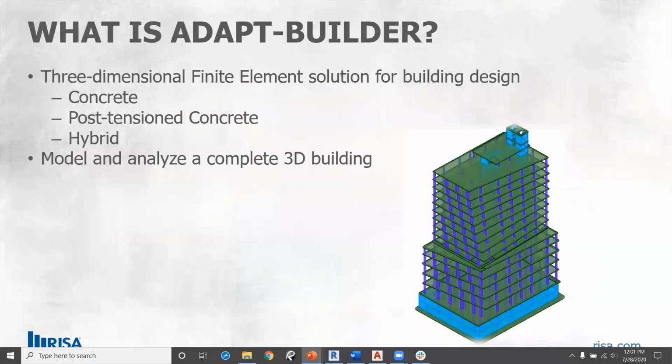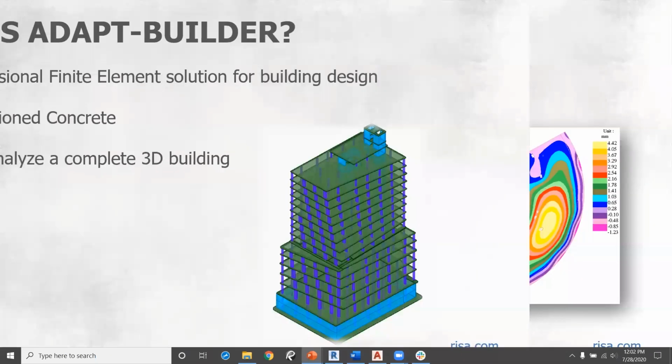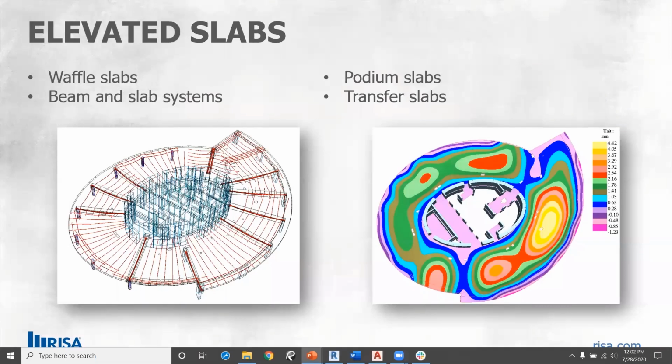So what exactly is Adapt Builder? Adapt Builder is a three-dimensional finite element solution for building design in concrete, post-tension concrete, or a combination of the two. Adapt Builder allows you to model and analyze complete 3D concrete buildings from foundation to roof, all within the same model. Specifically, you're able to analyze and design waffle slabs, beam and slab systems, podium slabs, as well as transfer slabs.